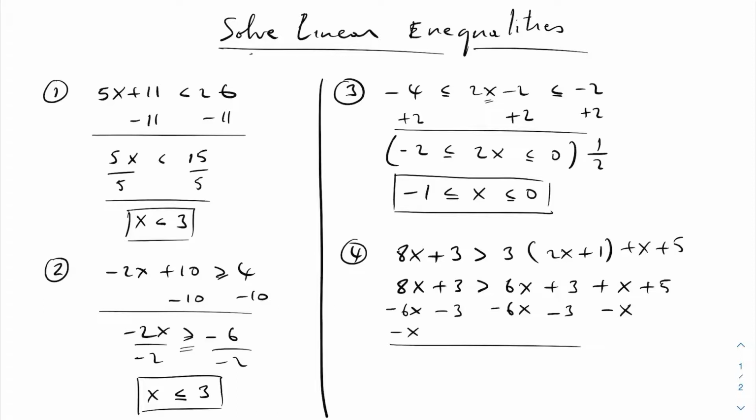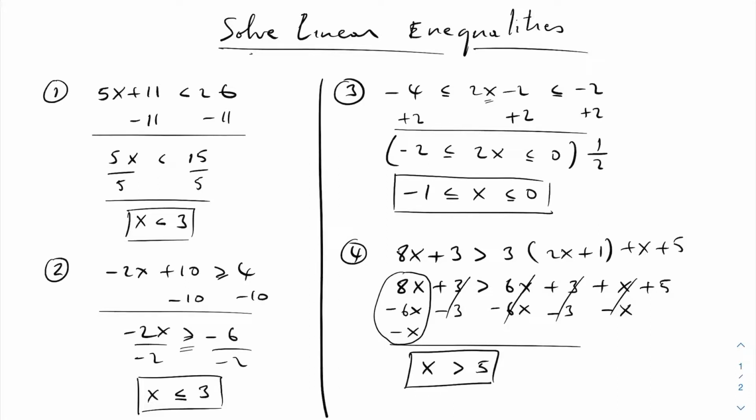And so with that done, you get 8x minus 6x minus x will give you a single x, and then 3 and negative 3 will cancel. 6x and 6x will cancel. 3 and negative 3 will cancel. x and negative x will cancel. And so all you have left here is just 5. So your final answer would be x bigger than 5, and you will be done.